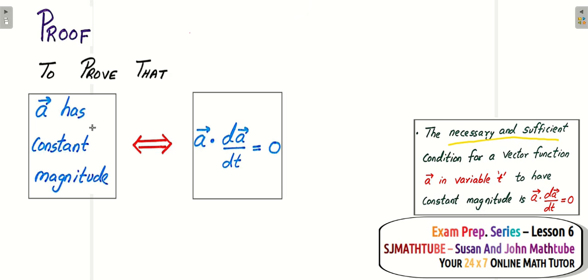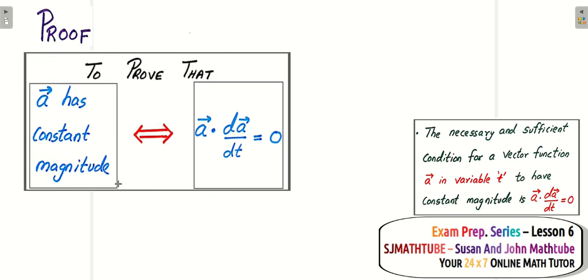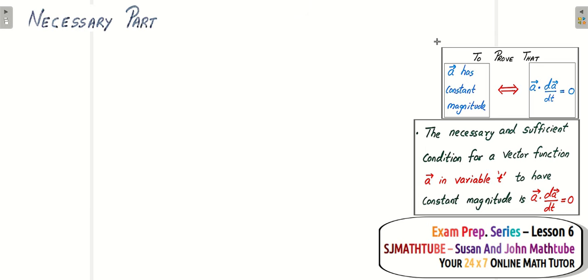That means if you know this, you can use this, and if you know this, you can use the first one. Okay, so I'll keep that part over here. So the statement of the theorem and what we are supposed to prove. So let's go for the necessary part. In the necessary part, what we do is we will assume the condition on the left and we will prove the condition on the right with the help of this.